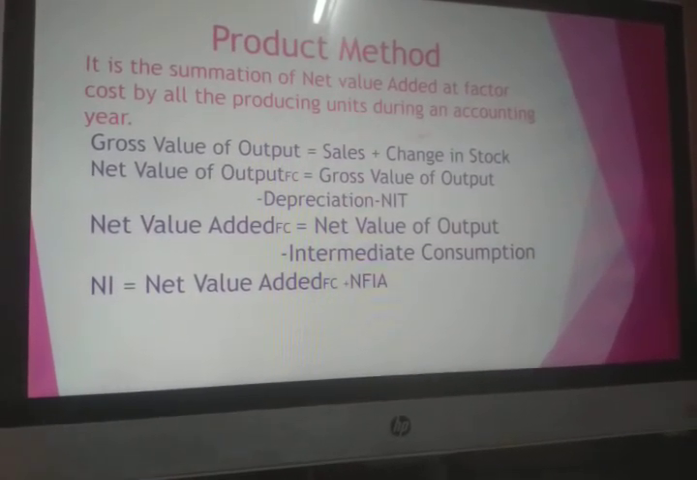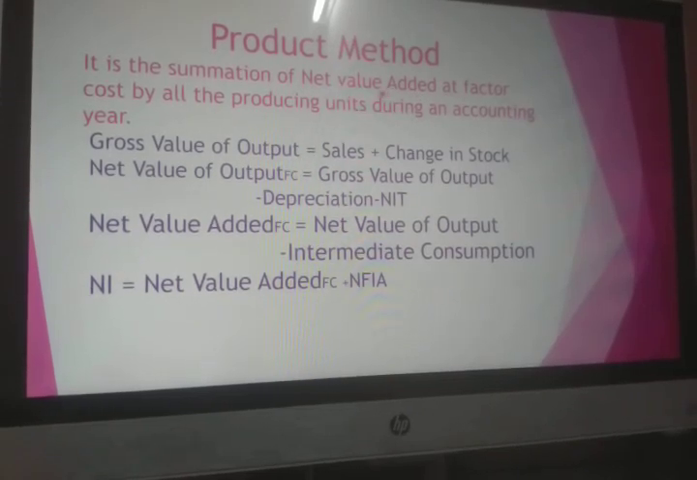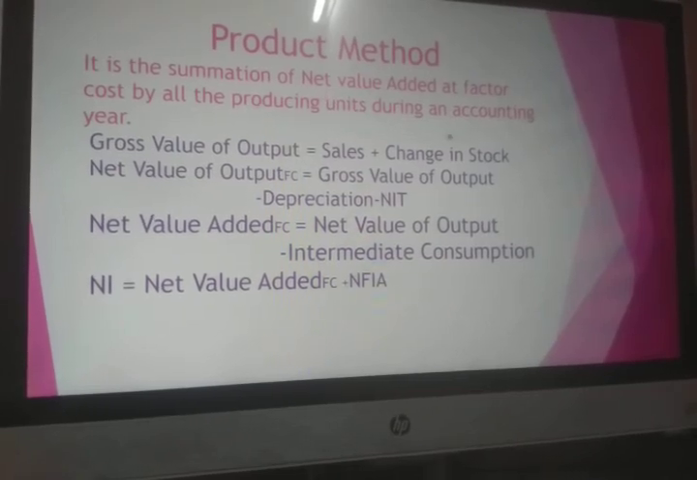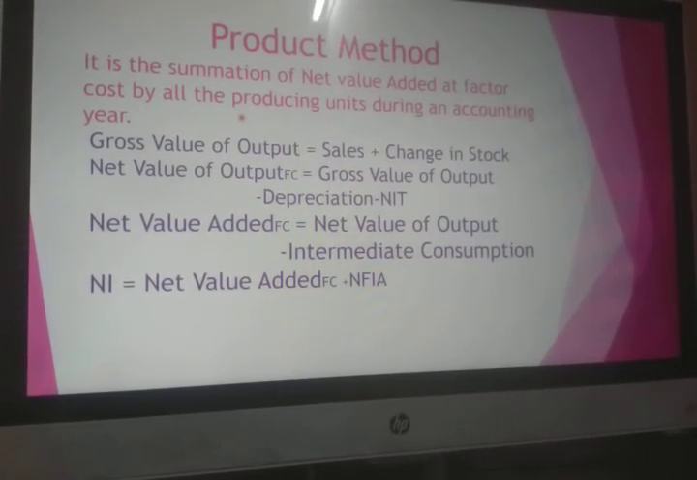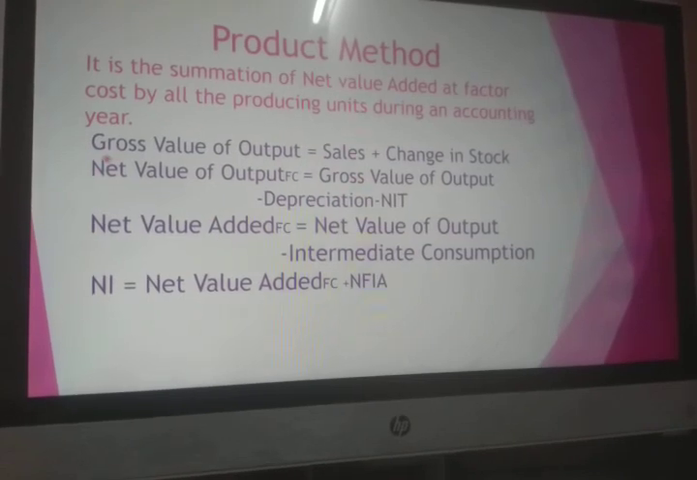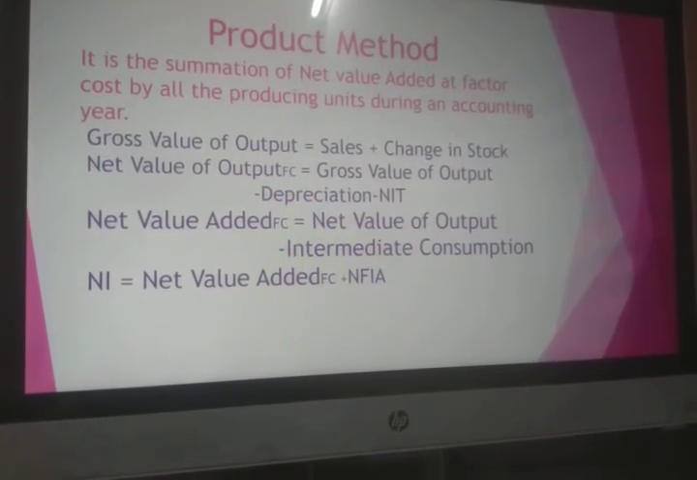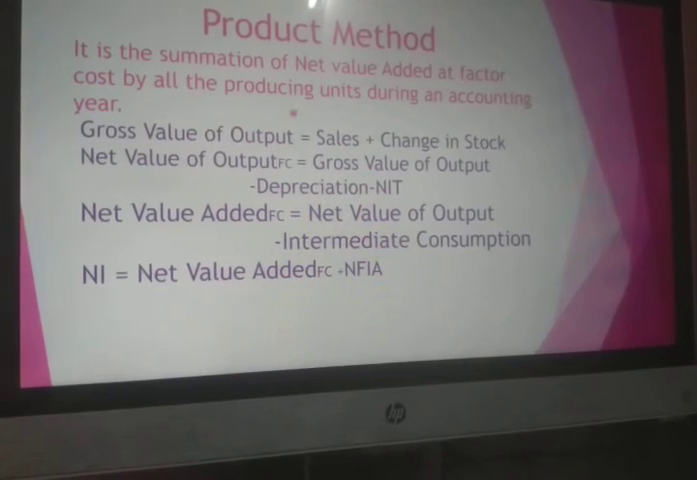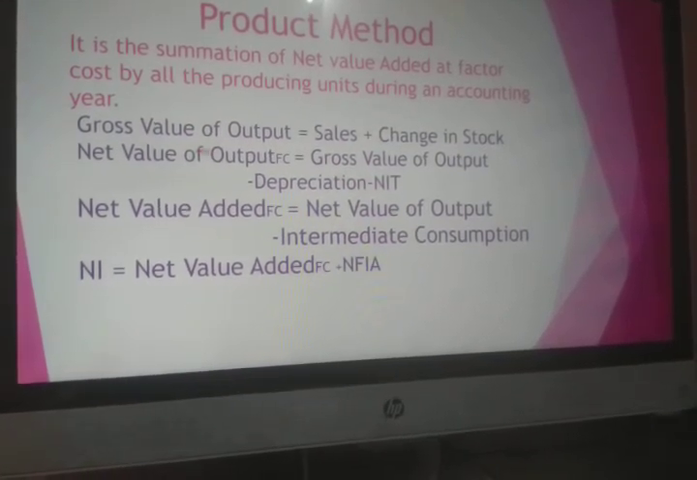So here what we are talking about is net value added at factor cost. This means we are talking about the domestic income. So remember, here we are reaching first of all the domestic concept. So let's find out how to find the net value added at factor cost from gross value of output.